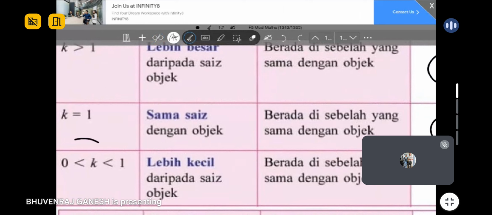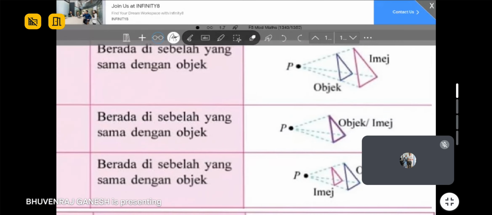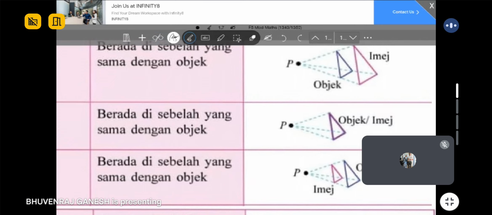Also take note, K must be greater than 0. Dia mesti lebih besar dari kosong. K tak boleh sama dengan kosong, because I explained already, tadi saya dah terangkan. If K equals 0, kamu tak ada image. You have no image already. Invisible lah, kamu tak boleh nampak. Okay, can you all understand? So this is the condition for positive enlargement. We actually call all of this positive enlargement, pembesaran positif.